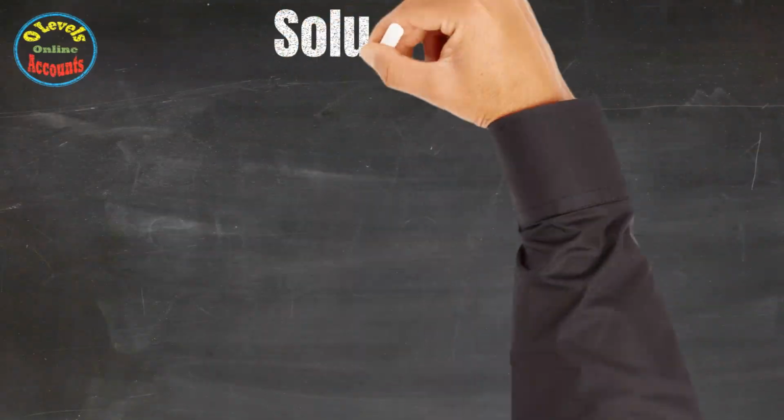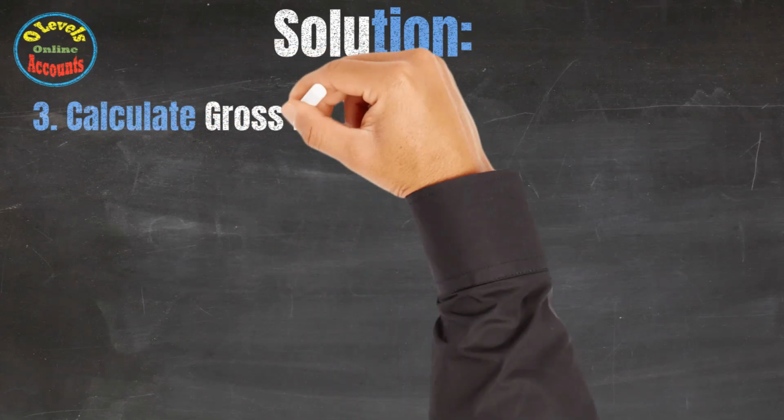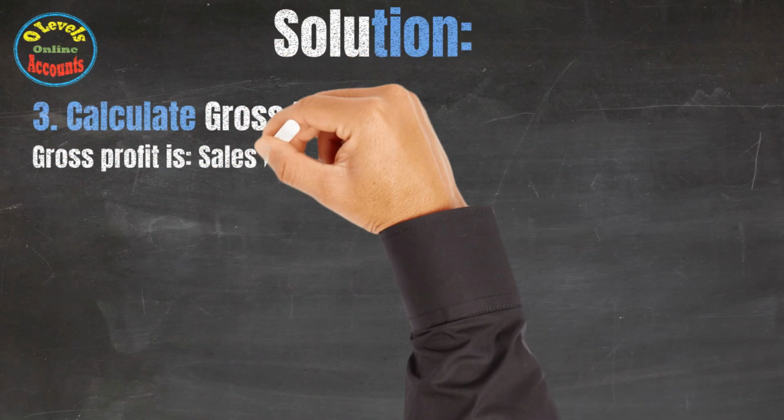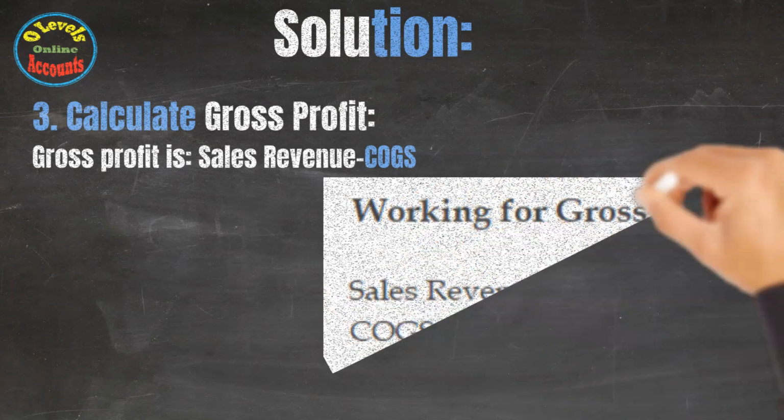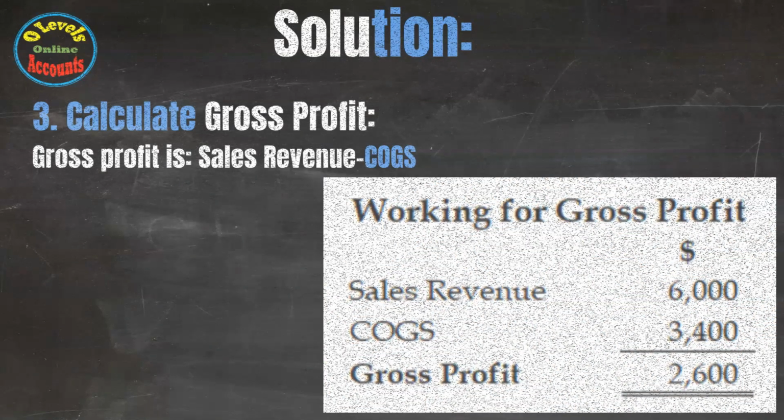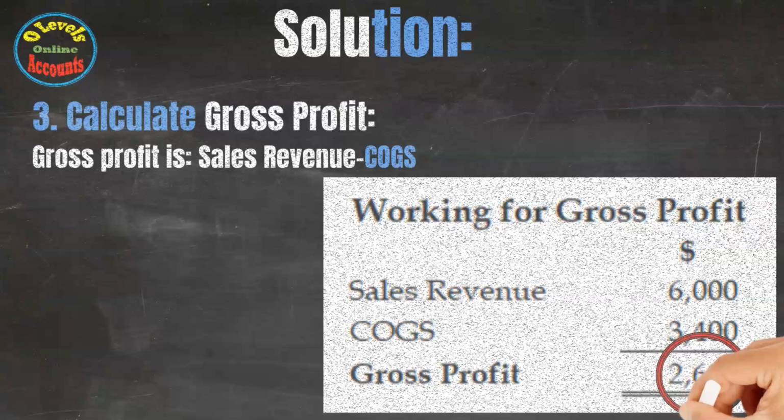To calculate the gross profit, it is sales minus cost of goods sold. As per working, the calculated gross profit value is $2,600. Let's move to another solution.